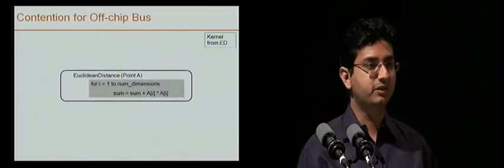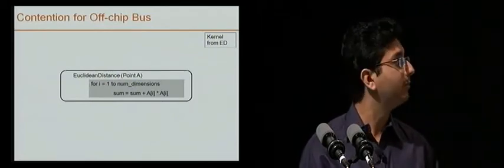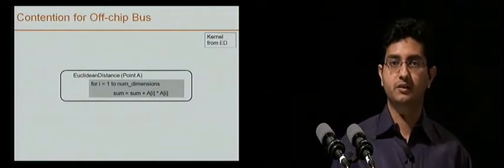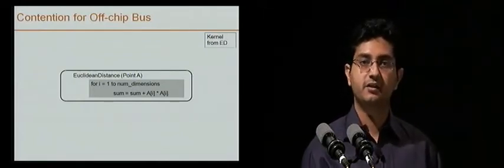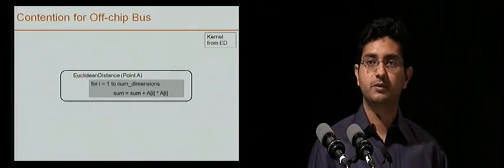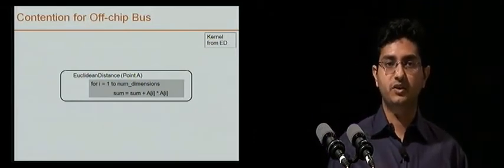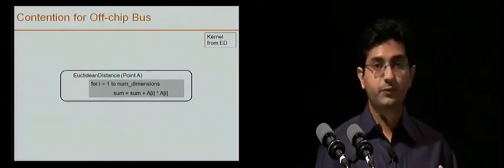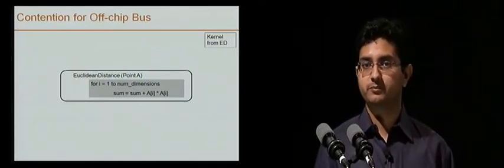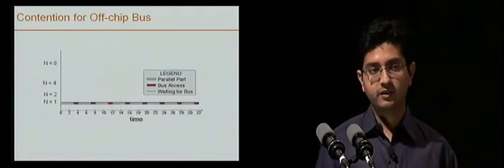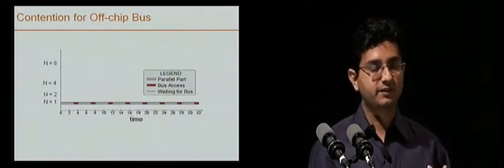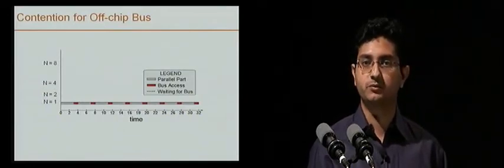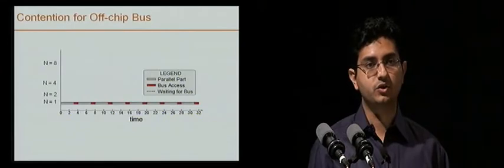Let's look at a numerical kernel ED. This kernel computes the Euclidean distance of a point from the origin in an n-dimensional space. The kernel streams through the array A, which makes it bandwidth intensive. This kernel is parallelized such that multiple iterations can execute in parallel, which further increases the demand for off-chip bandwidth. Again, for simplicity, assume that this kernel accesses the off-chip bus once every 4 time units. The bandwidth utilization is 25%.